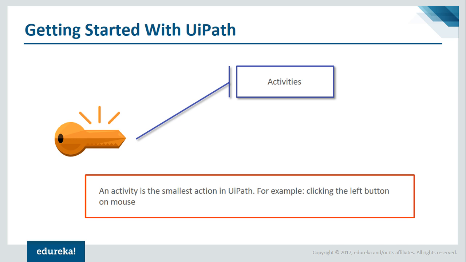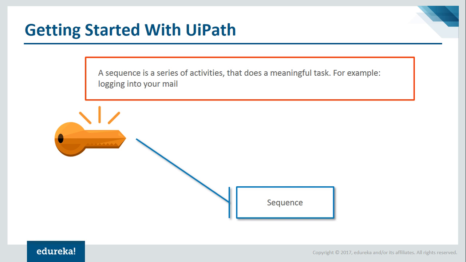Now these activities, when they're combined together, lead to a sequence. And this is what a sequence is. When you combine these activities to do a meaningful task, it is known as a sequence. For example, for logging into your Gmail, the sequence would be to first open the Gmail page, enter the username, then the password, and then click on login. So all these small activities that you just did led to logging into Gmail, so it becomes a sequence.